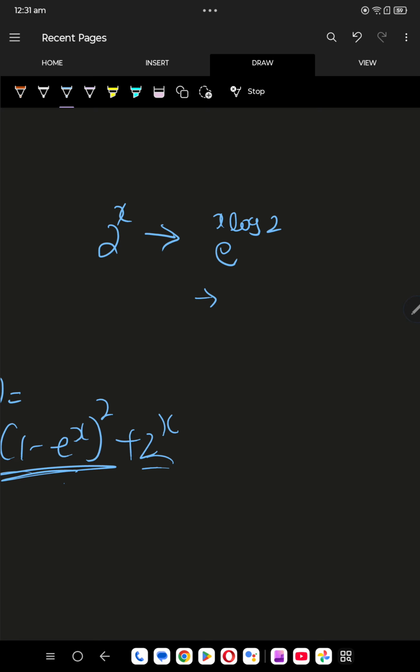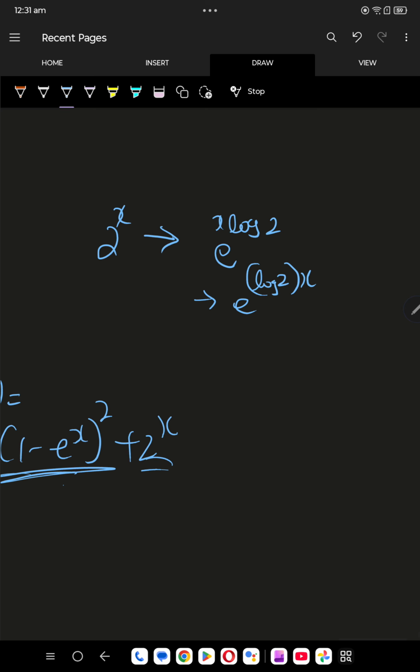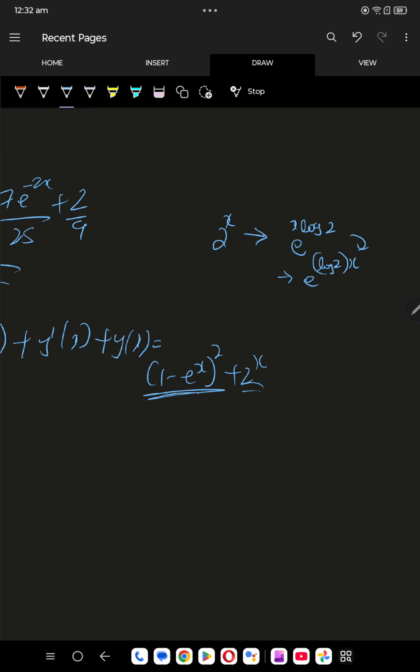I said e power x log 2, right? This can be written as e power log 2 x. Same thing, just exchanged. Till here you might be able to do it because e and log cancel each other, but when bringing it into this, we might forget. So now it is in e power ax form, where a is log 2. That was just a hint.